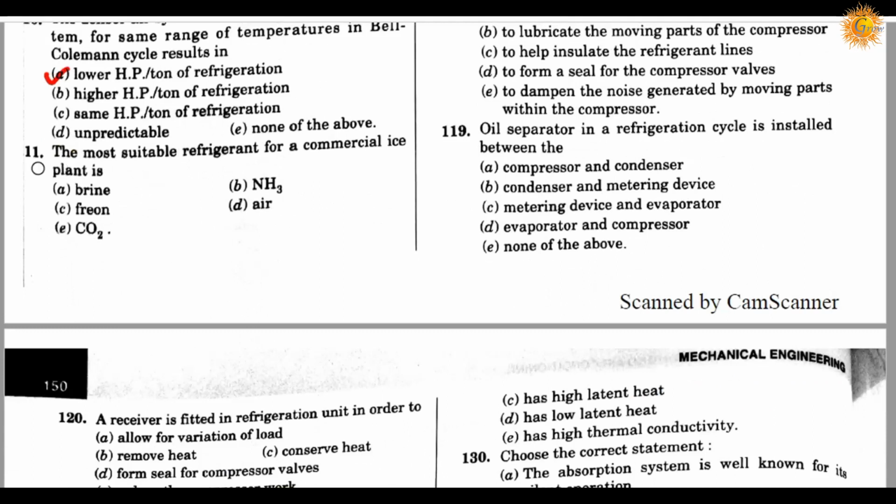Question number 111. The most suitable refrigerant for a commercial ice plant is: Option A, brine. Option B, ammonia NH3. Option C, freon. Option D, air. Option E, carbon dioxide. So the correct answer is B, ammonia NH3.